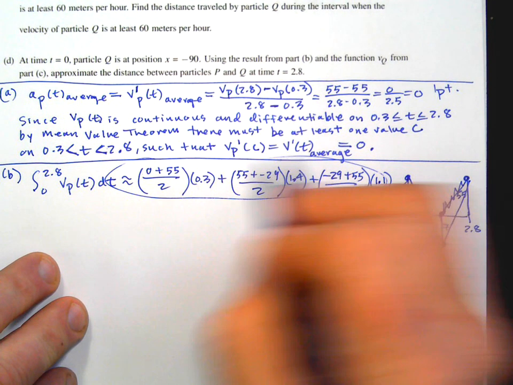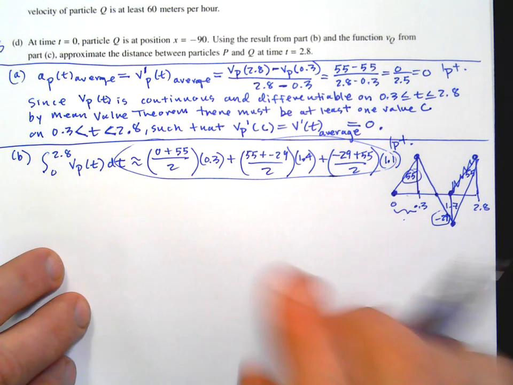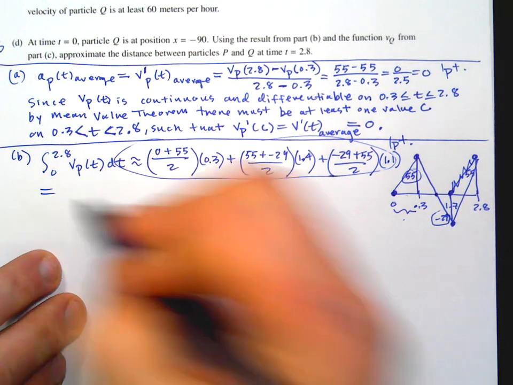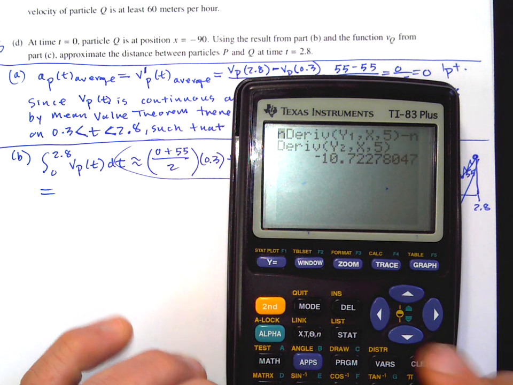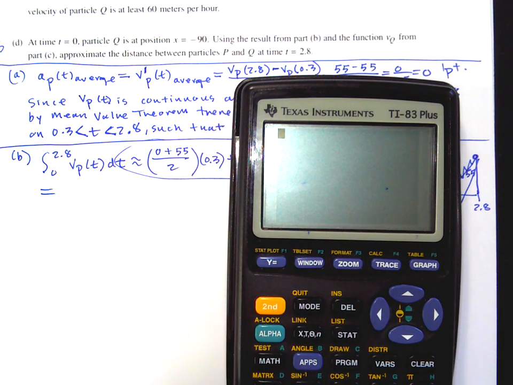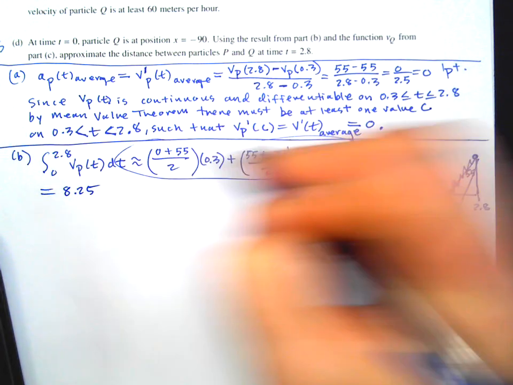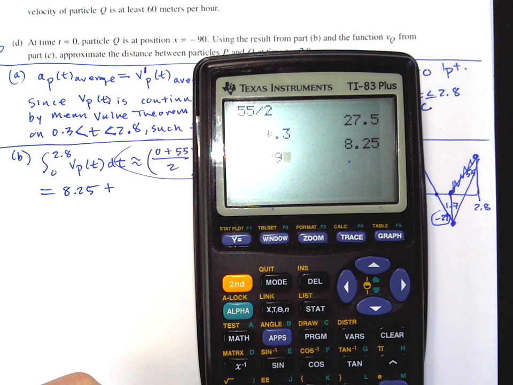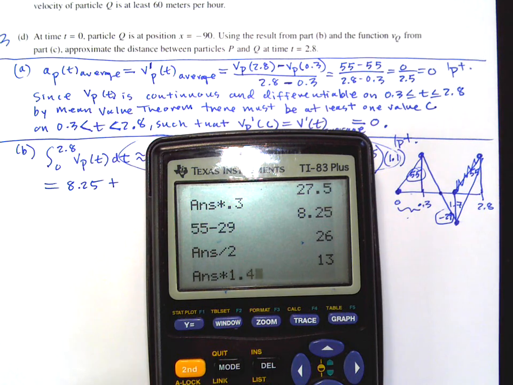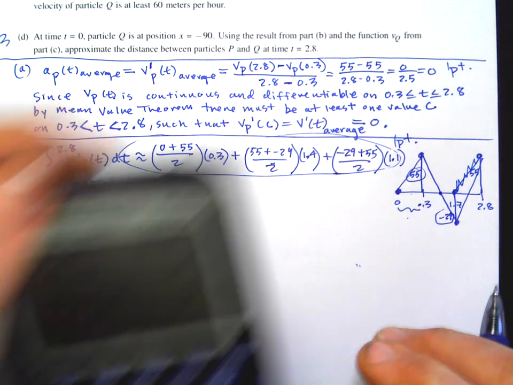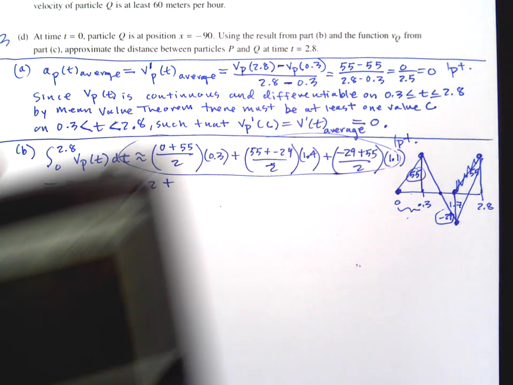But this right here, showing the trapezoids being calculated, is 1 point. You want to make it very clear. Don't just have work floating around randomly on your page. All your work on free response should be labeled and organized and very clear what it is. Now, I do have a calculator to help me, so I'm going to go ahead and use it. I could probably pull this off without a calculator, but I might make more mistakes and it would just take longer. So 55 divided by 2 times 0.3 is 8.25. And then 55 minus 29 divided by 2 times 1.4 is 18.2. And then negative 29 plus 55 divided by 2 times 1.1 is 14.5.